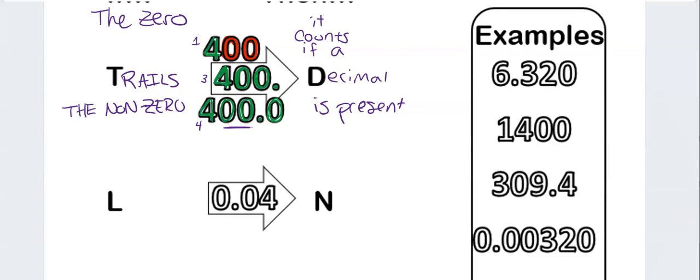But the next rule is going to be our never rule. So if we have the 0 and it leads up to the non-zero, then it never counts.